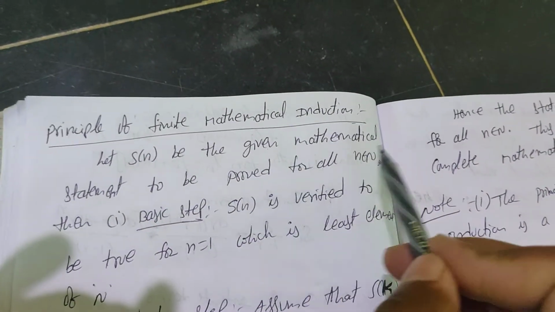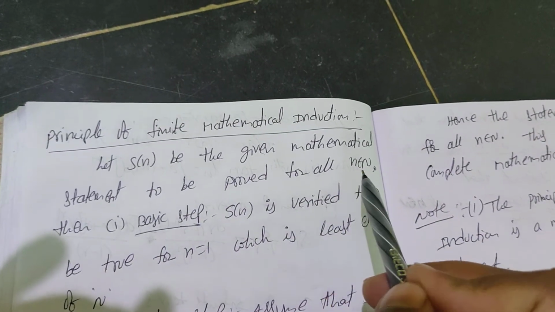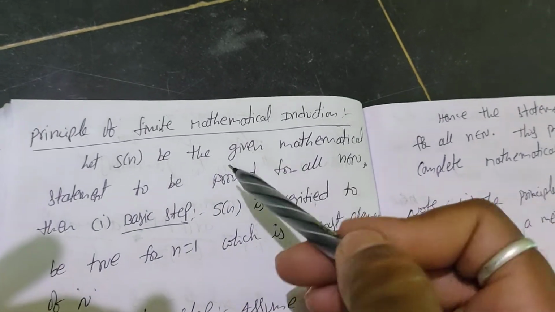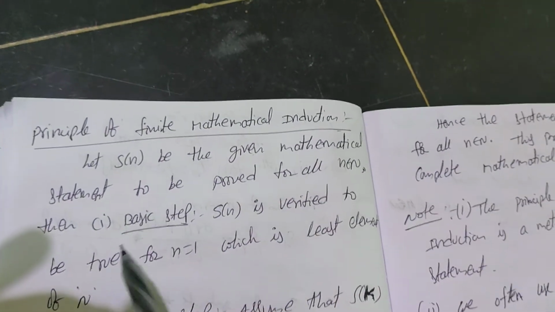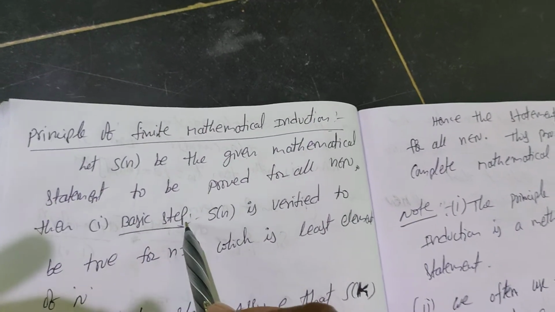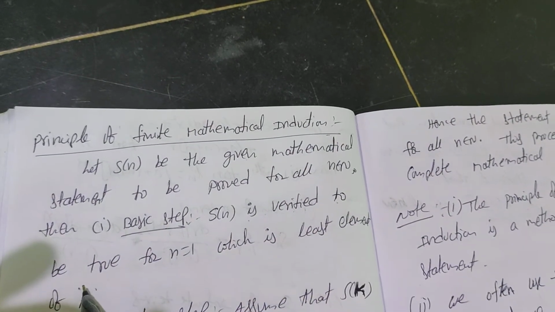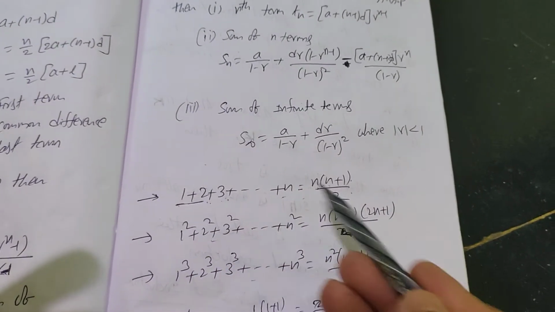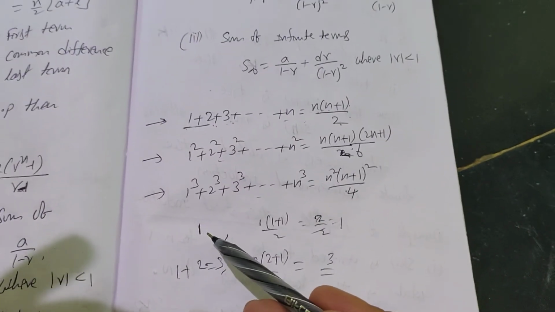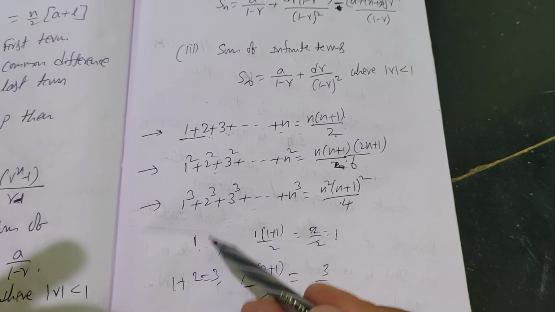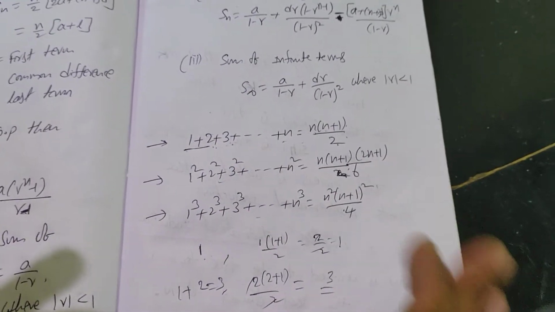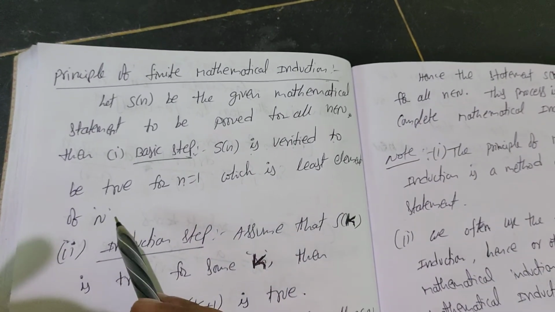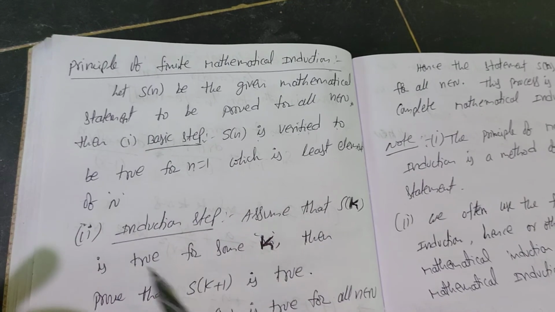If you want to say whether it is true or false, we have to follow the following steps. Let S of n be the given mathematical statement to be proved for all n belongs to N. Here capital N is the natural numbers. So for all natural numbers, if you want to say the given statement is true, first we have to prove the basic step, that is, S of n is verified to be true for n is equal to 1. So first we have to prove for n is equal to 1 on both sides. It is true: LHS is 1, RHS is also 1. So verified. Which is the least element of N? N means natural numbers.